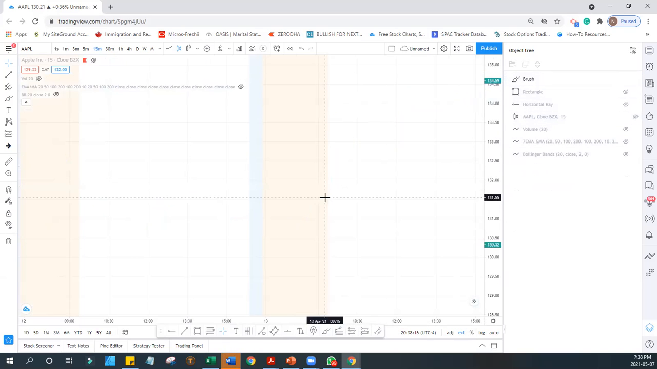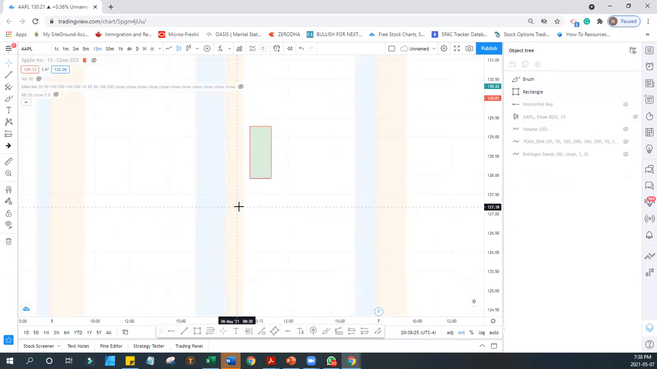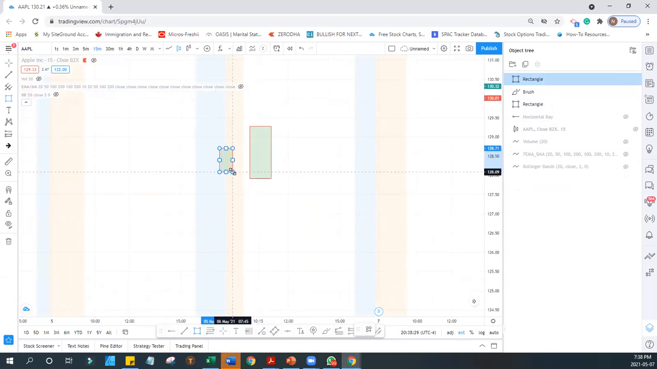Okay, this is our candle. Now, this is the green candle, and this is the red candle, for example. And I'm going to make it red to make it easier.